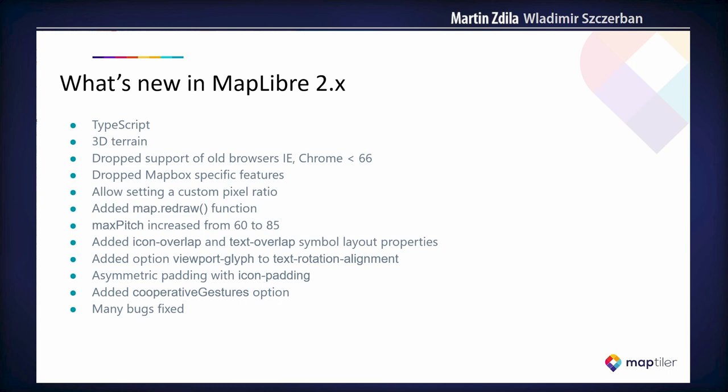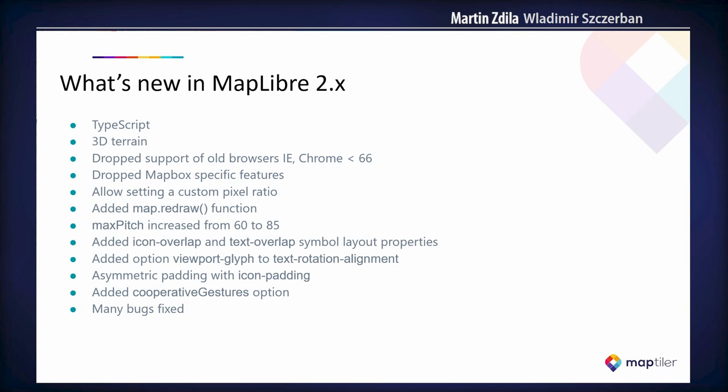The big change is that the library was rewritten to TypeScript, which I will explain later. The big feature, but still a little bit experimental, is 3D terrain support. They dropped support of old browsers like Internet Explorer, the same as for OpenLayers, and also Chrome older than 66, which was released about 4 years ago. They dropped Mapbox specific features like the Mapbox URL, base URL and some access token settings. So now the library has nothing which is purely Mapbox specific.